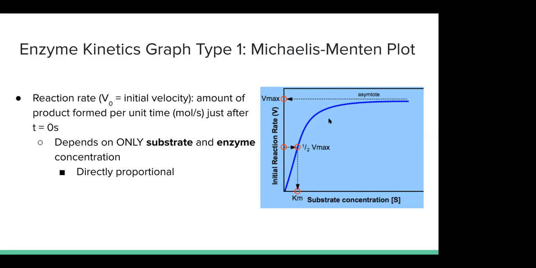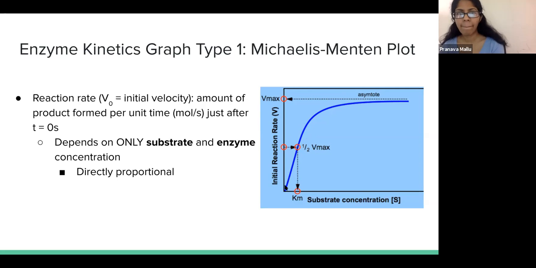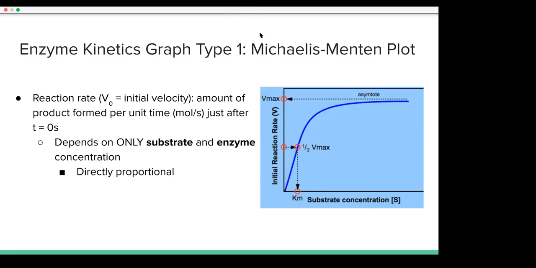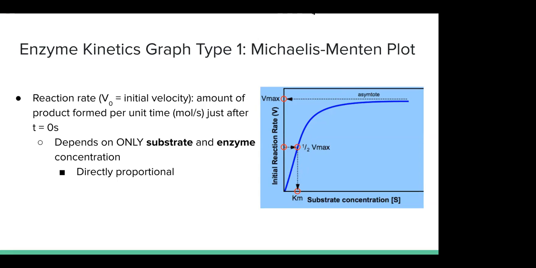So in this linear portion of the graph, I'm not sure if you guys can see my cursor, but just the linear portion of the graph, the reaction rate is directly proportional to substrate concentration. So if substrate concentration doubles, then the initial reaction rate will also double. Does anyone have any questions so far? Okay.